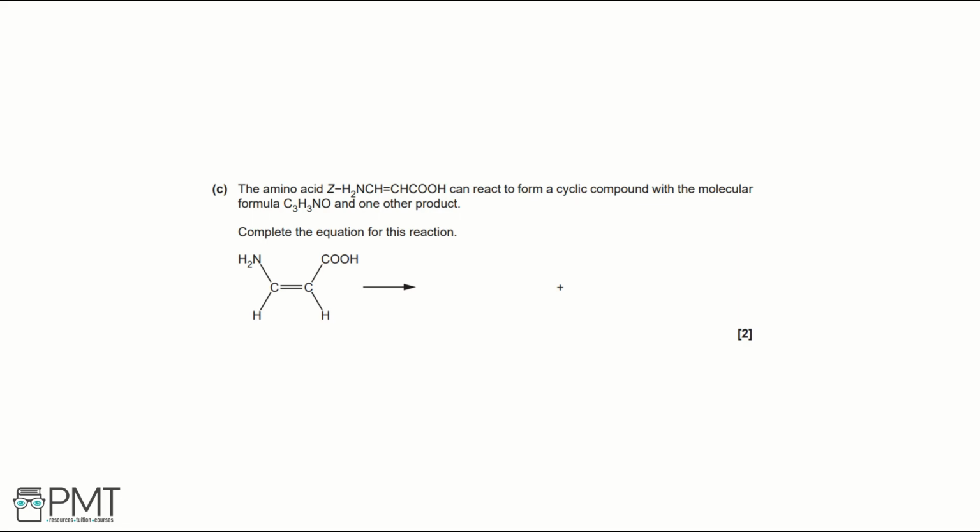Part C. The amino acid H2N-CH-CH-COOH can react to form a cyclic compound with the molecular formula C3H3NO and one other product. Complete the equation for this reaction. So the key in this question is that we're forming a cyclic compound with the molecular formula of C3H3NO. So what happens when you react an amine, which is this NH2, with a carboxylic acid, which is this COOH, is that you're going to form an amide.